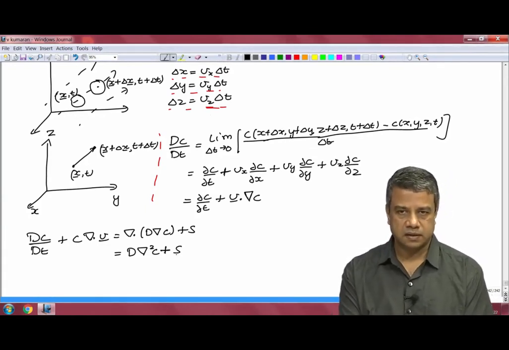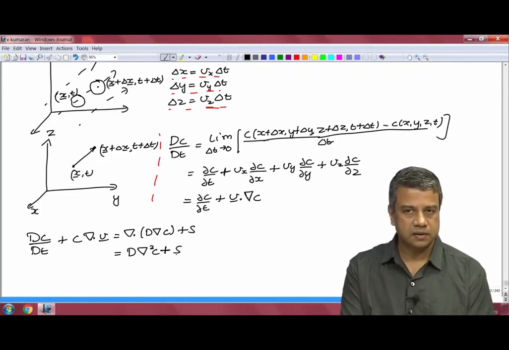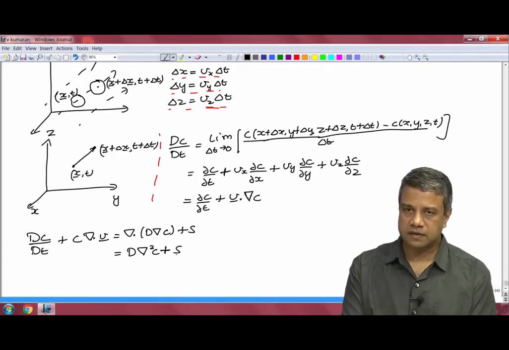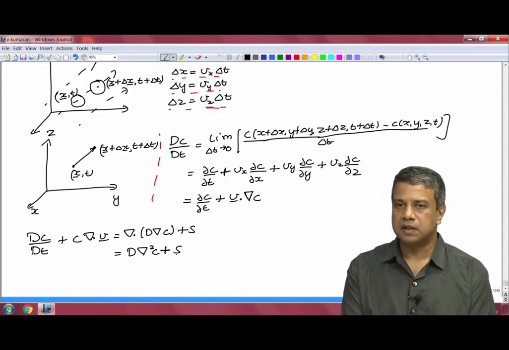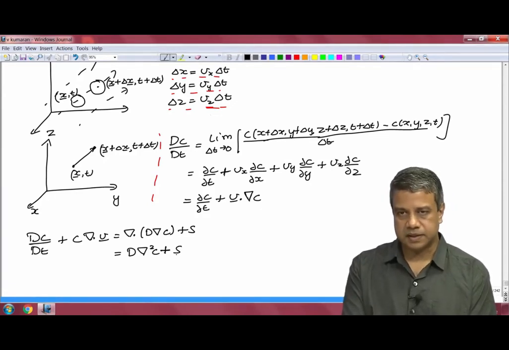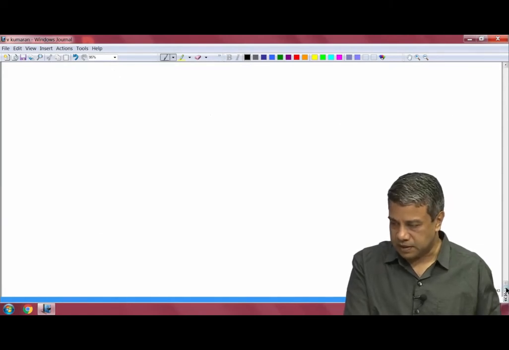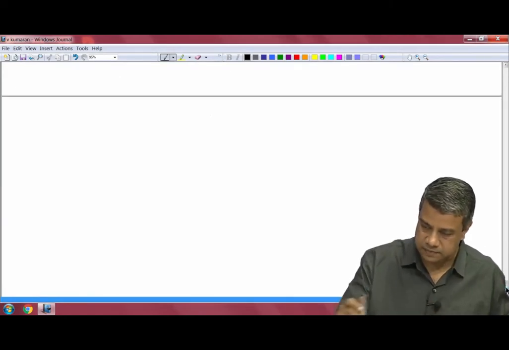So, these are the conservation equations in a Cartesian coordinate system and in a vector form. The conservation equation in other coordinate systems in the vector form will be exactly the same. Constitutive relations will also be the same. So, let us look at another coordinate system, and that is the spherical coordinate system.